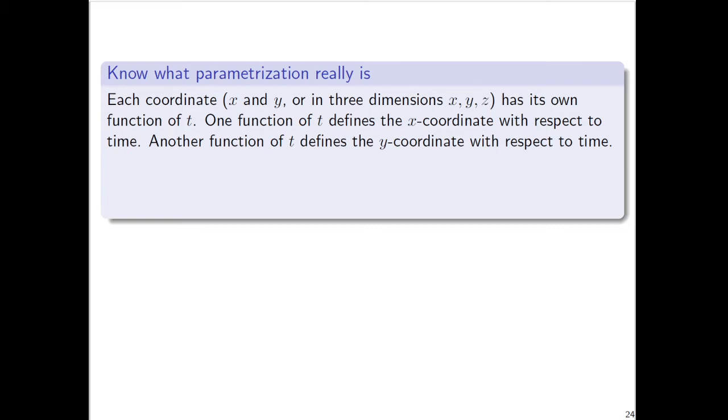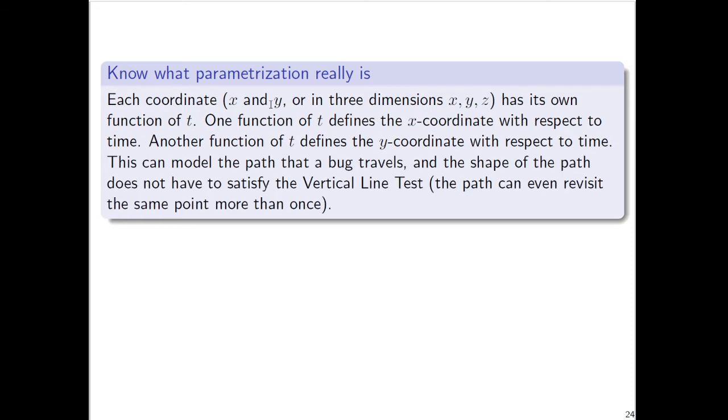You do really have to know what parameterization is in this class, even if it's rather new as a concept to you. Please dig into this. Each coordinate, whether it's x and y or in 3 dimensions, x, y, and z, has its own function of t. One function of t defines the x coordinate with respect to time, and another function of t describes the y coordinate with respect to time.